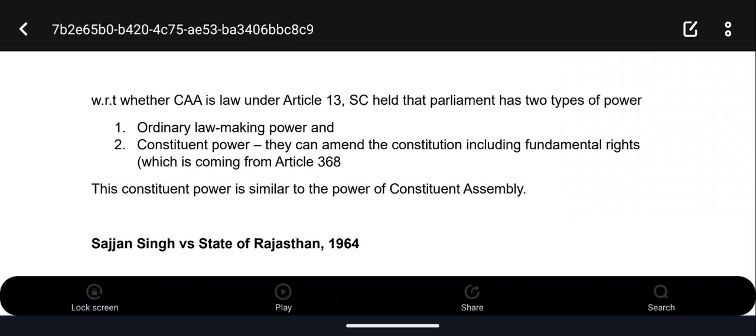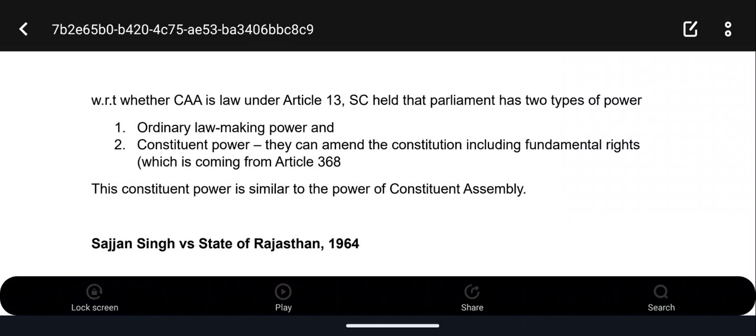the power to make the Constitution Amendment Act is not coming to me through a normal lawmaking power. It is coming to me through a special power of making changes to the constitution. Thereby, it will not be an ordinary law. And the moment it is not an ordinary law, it will not get hit by Article 13(2).